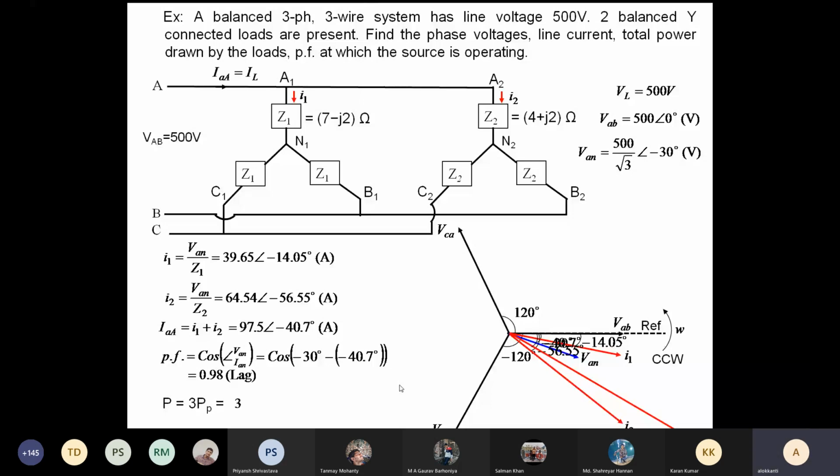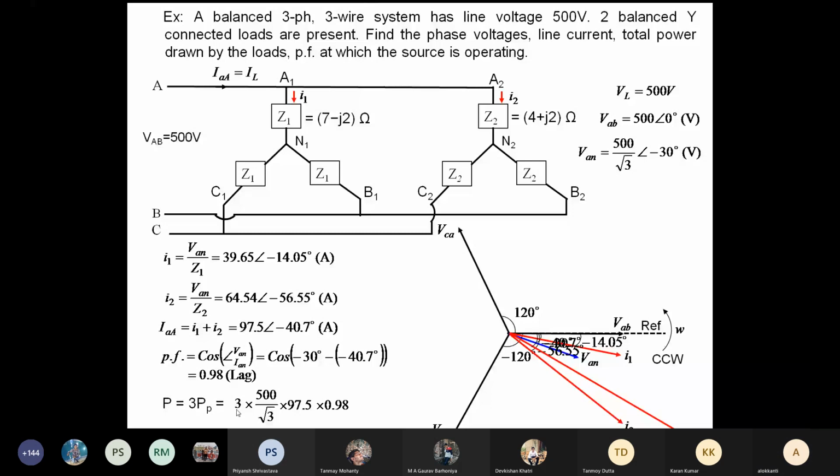Per phase voltage is how much? 500 by root 3. This is the per phase voltage. And per phase current? 97.5, multiplied by the power factor 0.98. So you see, the total power is 3 VP IP cos phi.